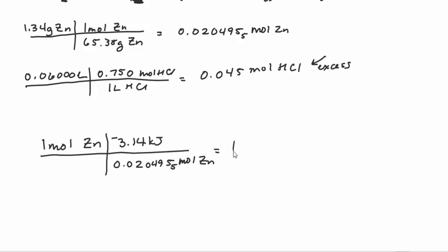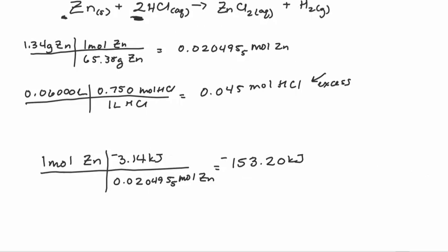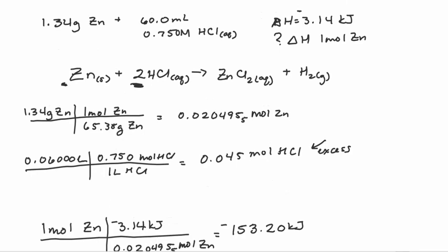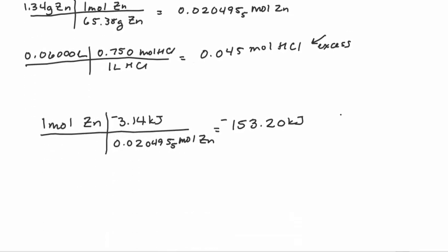And then we need to look at our significant digits. I believe we had 3 sig figs. We did in our mass, so we can only report 3 significant digits. So it would be 153 kilojoules is the delta H for 1 mole of zinc. Now the negative sign indicates that it is produced. This means this is an exothermic reaction.